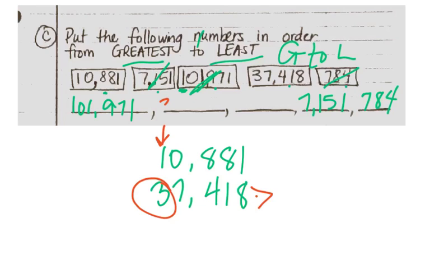Therefore, I'm going to put 37,418 second, followed by 10,881. And now, friends, I have all of my numbers in order from greatest to least. And thankfully, I was able to use place value to do this. Let's move on to the next problem.